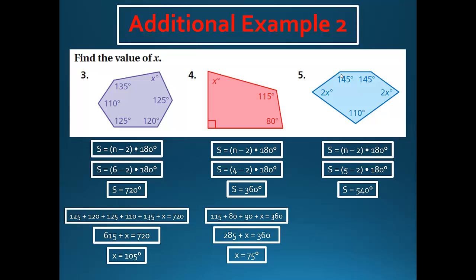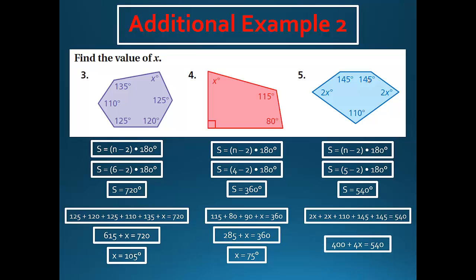Now I'm going to write my equation. We're going to have 2x plus 2x plus 110 plus 145 plus 145 would be equal to 540. And now when I solve this equation, I'm going to get 400 plus 4x equals 540. I would get 400 by adding 110 plus 145 plus 145, and then I get the 4x by adding 2x plus 2x.